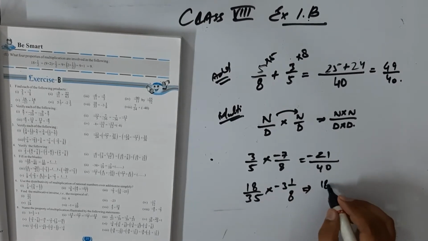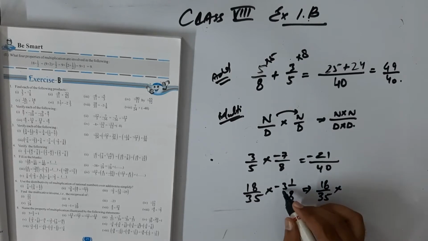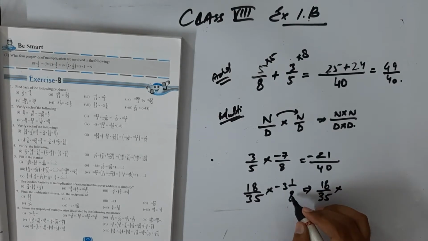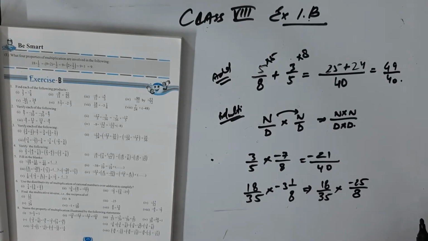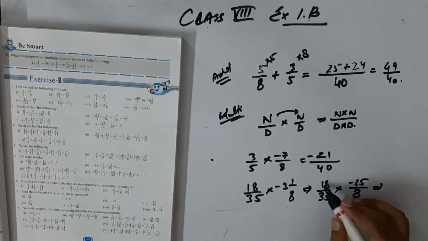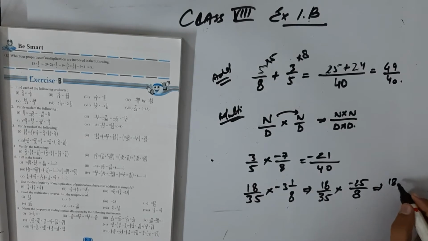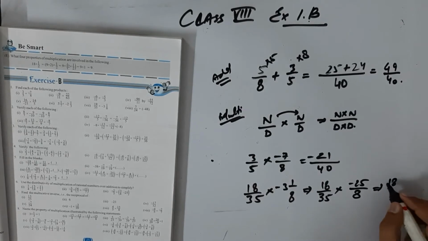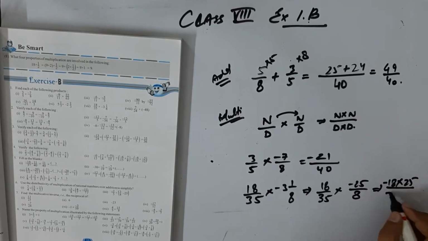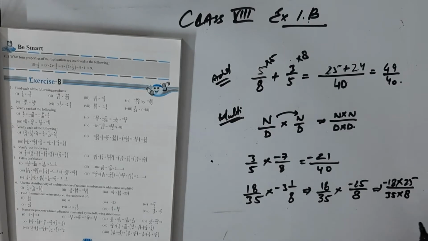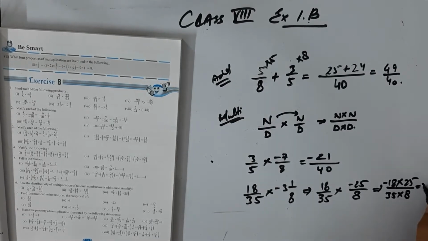18 upon 35 will remain as it is, into minus 3 whole 1 upon 8, which can also be written as minus 25 upon 8. So we will directly multiply 18 into 25 over 35 into 8. The minus sign we can write here also. On multiplying we'll get the answer, but here we can do one more thing.